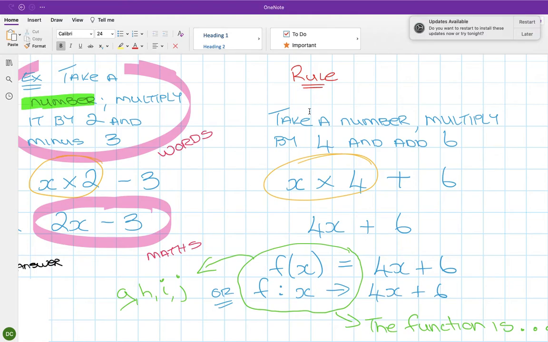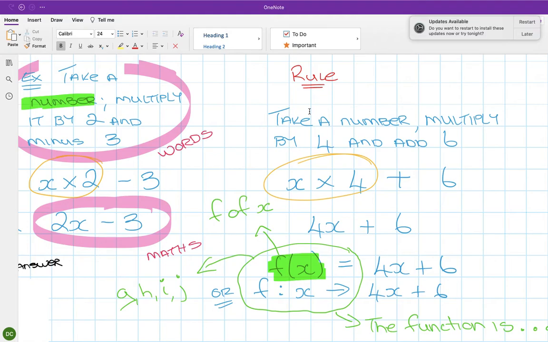Another thing I should say is how we say this. So when you read this, when you're saying it, what you say is F of X. That's how you say it. So that's F of X equals 4x plus 6. And what it means is the function is take a number, multiply it by 4, and add 6.